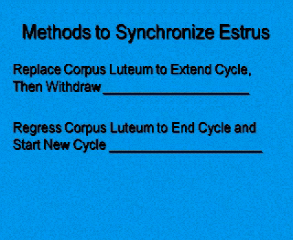Progesterone. Give that man an A. Now, next question. If we wanted to regress that corpus luteum to end the cycle and start a new one, what hormone would we use? Prostaglandin. Prostaglandin. Excellent. Okay.